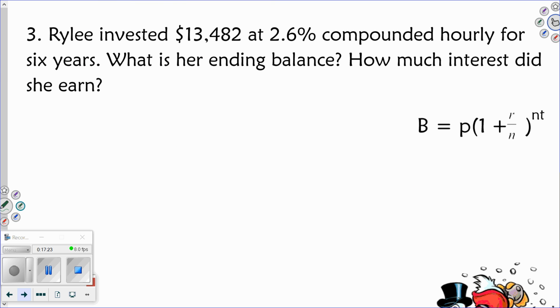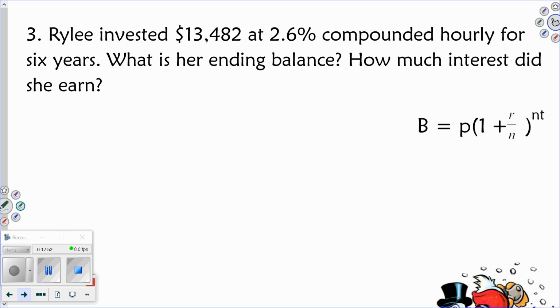All right, number 3. Riley invested $13,482 at 2.6% compounded hourly for 6 years. What is her ending balance? How much interest did she earn? Right here is where people get stupid and they go to use the simple interest formula because they see the word interest. Does it say simple interest? No, so don't use that formula.